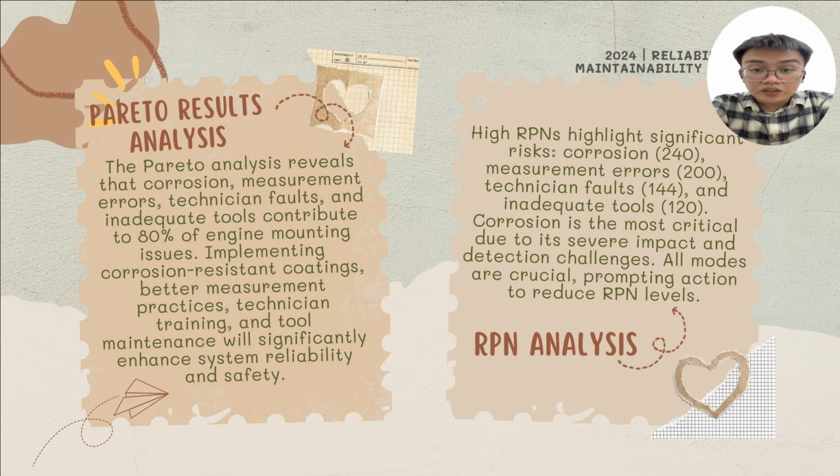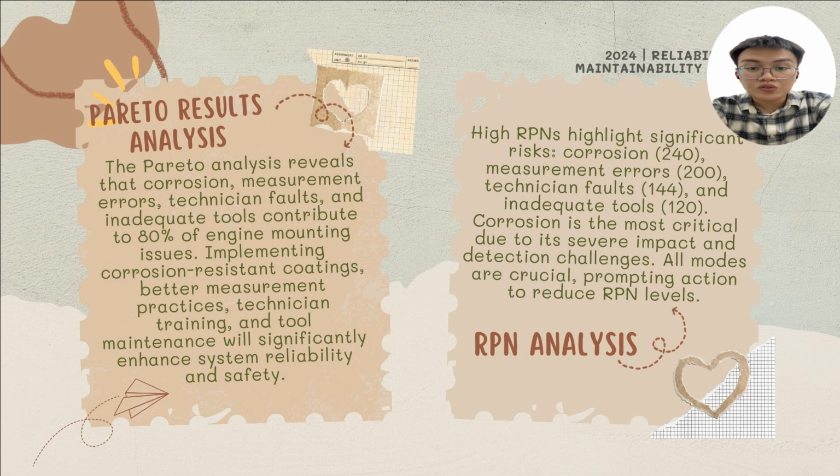From the presented Pareto analysis, faults such as corrosion of metal components, improper measurement, technicians' faults during installation, and inadequate or worn-out tools used for installation occur very often and significantly influence the work of car engine mounting. They make up about 80% of the causes producing the effect. Corrosion of metal components is one of the top concerns as it seriously endangers safety and at the same time comes with relatively high occurrence and detectability scores.